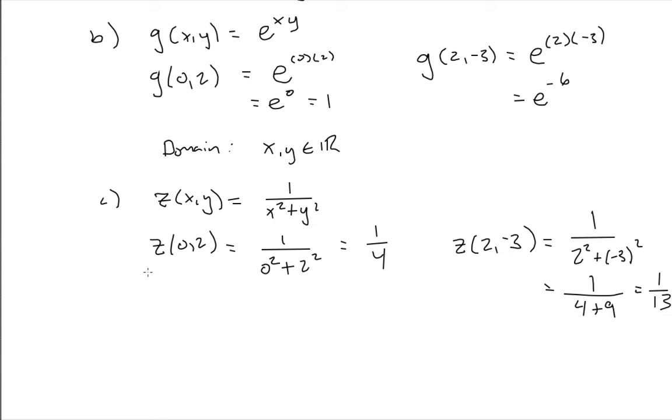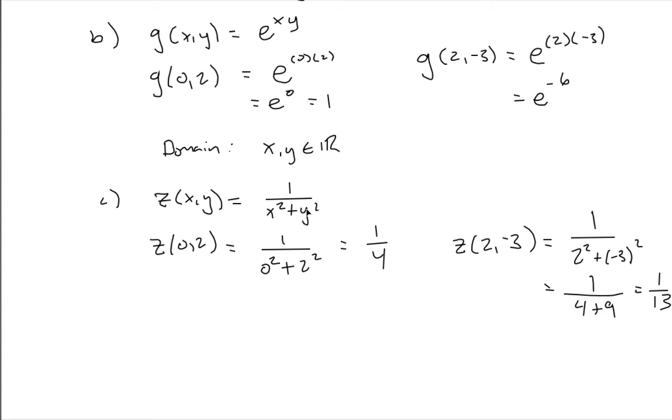That's equal to 1 over 13. Now as for the domain, we start out with any real number, but what we want to do is throw out any combinations of x and y that make the bottom of a fraction equal to 0. We don't want any negative numbers inside even roots, and we don't want 0 or any negative numbers inside any logarithms. We don't have any logarithms, we don't have any even roots, but we do have a denominator, and that denominator is x squared plus y squared.